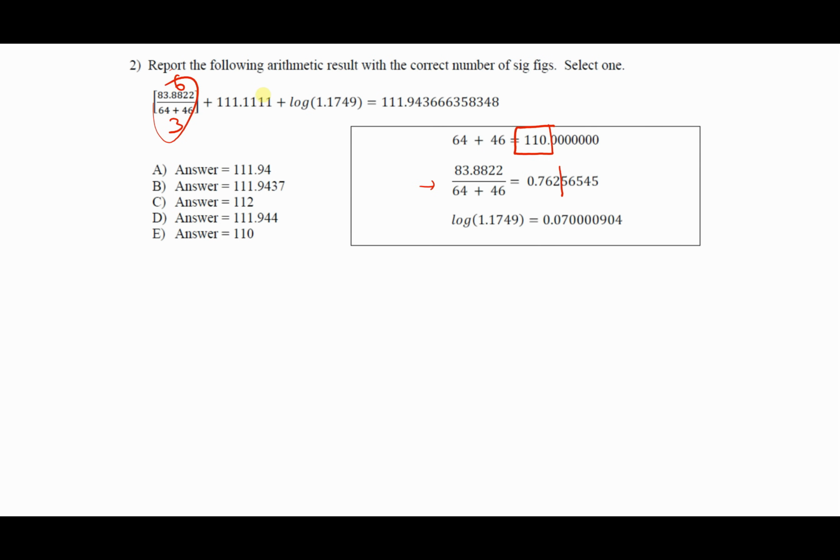So when I add it to 111, which has 4 decimal places, I still can only keep to the third decimal place. When I add to the logarithm, this log has 1, 2, 3, 4, 5 sig figs. So still, my problem is I can only keep to the third decimal place because of this. Fourth decimal place because of this, and of course well beyond with this. So once again, I'm limited to that third decimal place. So the answer is D.